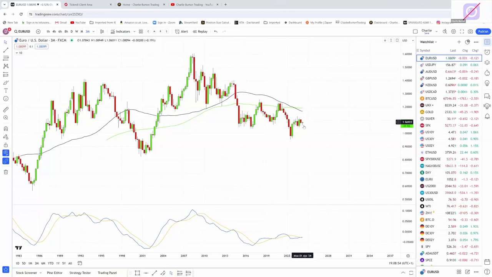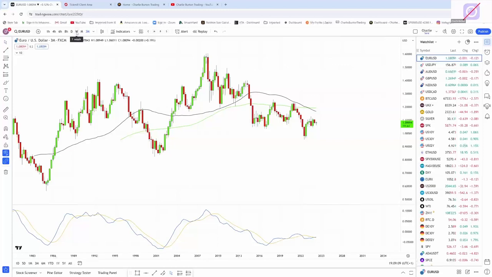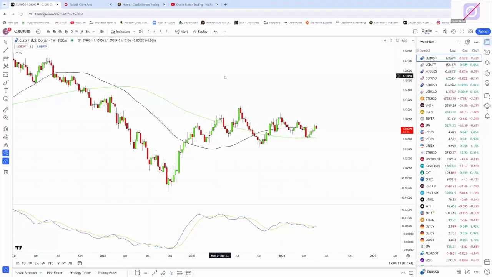But that doesn't mean to say that in the short term price isn't going to go up and down or whatever. So that's just a template now for the foreseeable. So let's now go down to the smaller time frames and see what we can find.